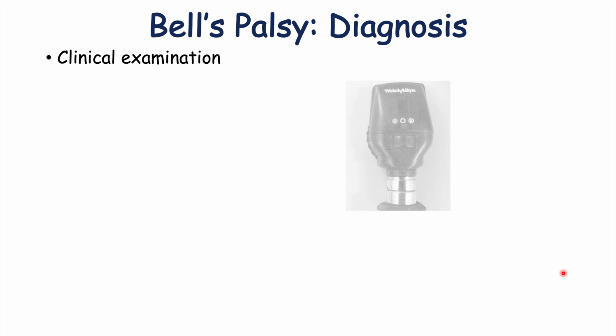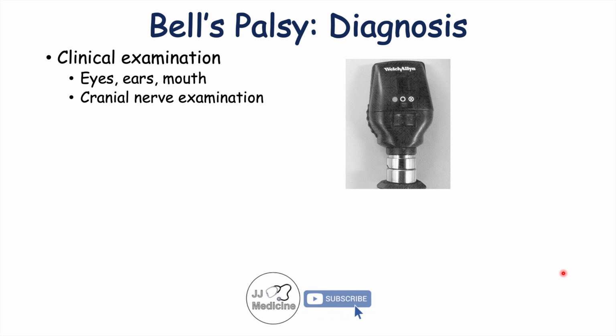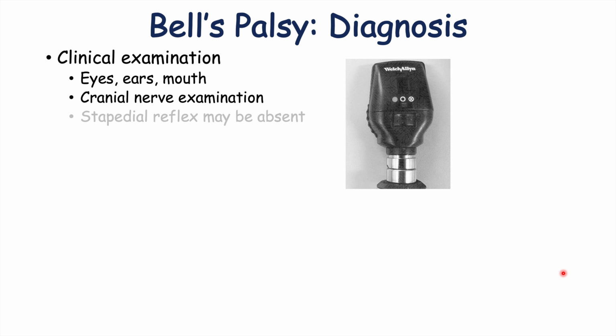How is Bell's palsy diagnosed by clinicians? It's going to be important to do a clinical examination. So a cranial nerve examination along with looking at the eyes, looking at the ears, looking at the mouth are going to be important. And as mentioned before, a cranial nerve examination is going to be important. So assessing the facial nerve functioning by doing those facial movements that we talked about before. Clinicians may also do a stapedial reflex test, which may be absent in some patients with Bell's palsy.